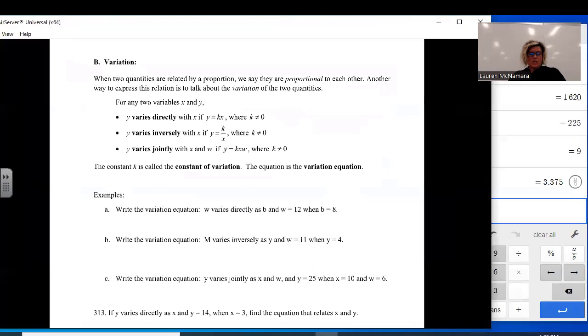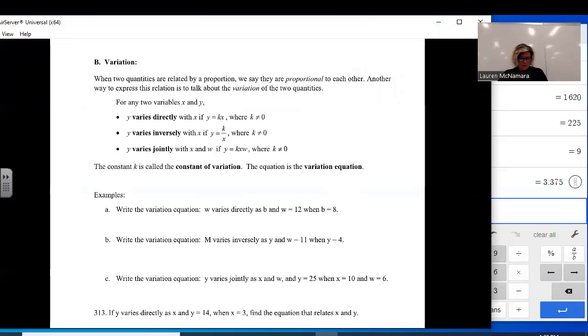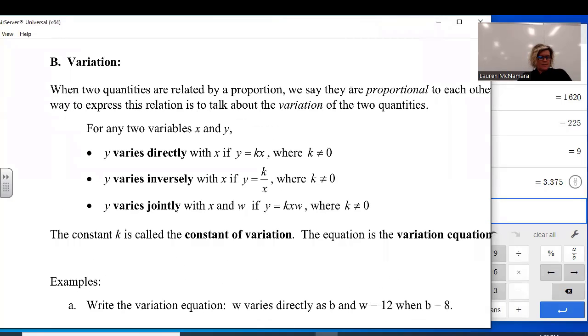All right, variation. When 2 quantities are related by a proportion, we say they are proportional to each other. Another way to express this relationship is to talk about the variation of 2 quantities. Make sure you're going back and using these examples that are written right here for you. K is your constant in your variations. So when you see Y varies directly with X, you would then write Y equals K times X.